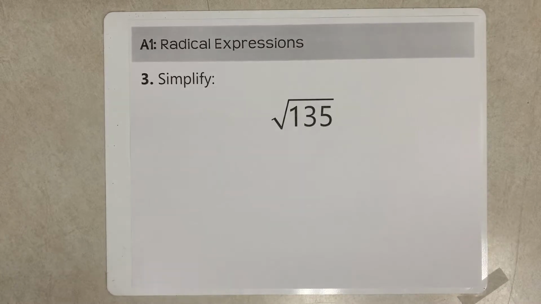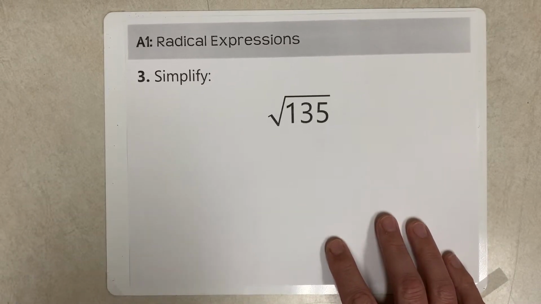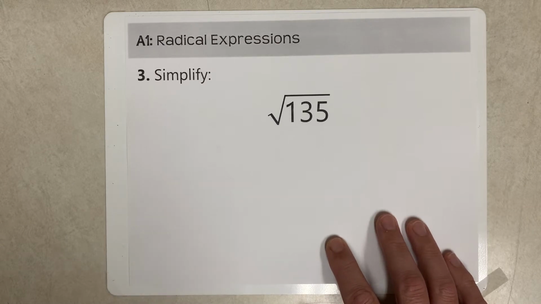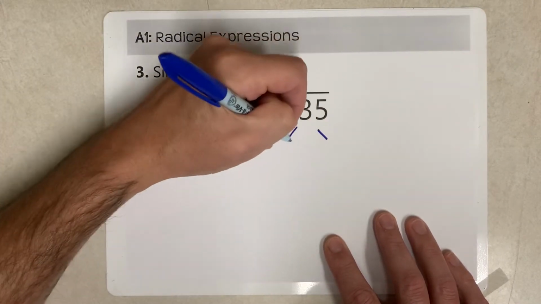Root 135, let's try that one. So 135, you have to know some basic divisibility rules for some smaller numbers. Because it ends in a 5, we can go ahead and divide by 5. We know that 5 goes into it, so we're going to go ahead and start with 5.